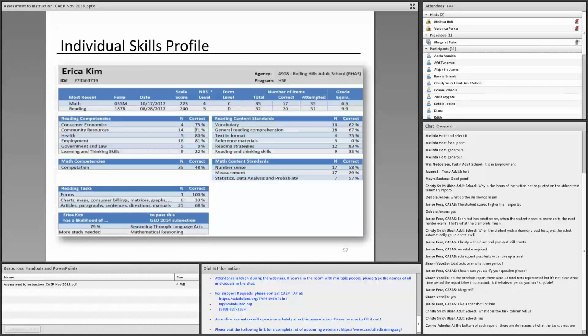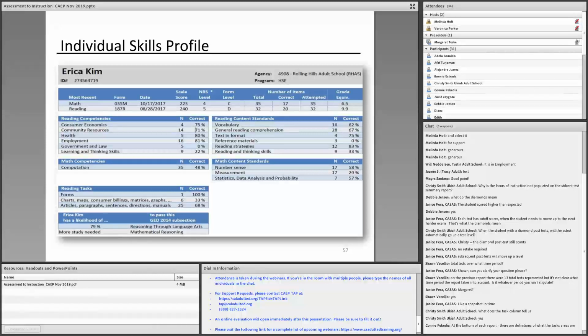Over here on the right side, we've got reading content standards. Again, it shows what she's really great at, reference materials, and reading and thinking skills. So in order to find out more about that, I would look under reading content standards on the CASAS website. You'll find out exactly what that means. Okay. Computation-wise, in math, not as good as she should be probably. Number sense, she's okay but not great, since that's more of a level A. And measurements, she needs a little bit of work on measurements.